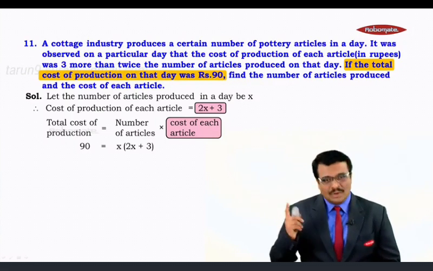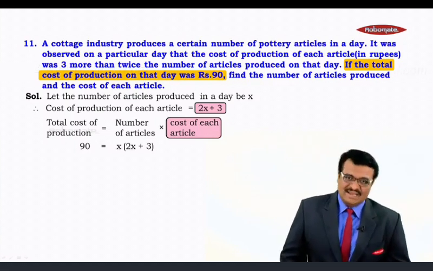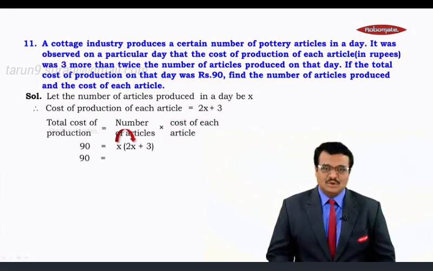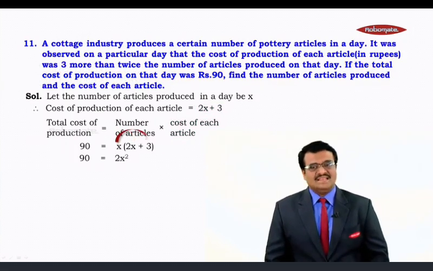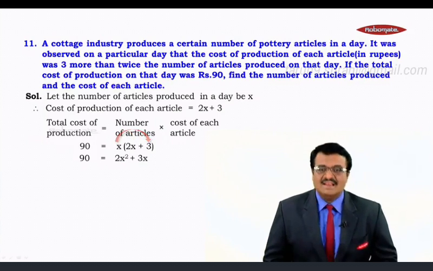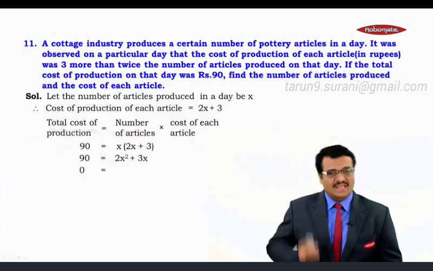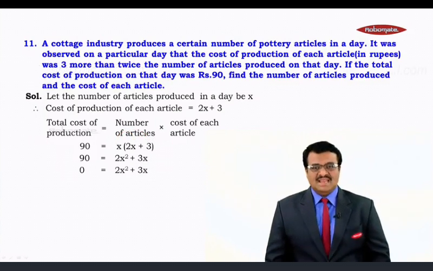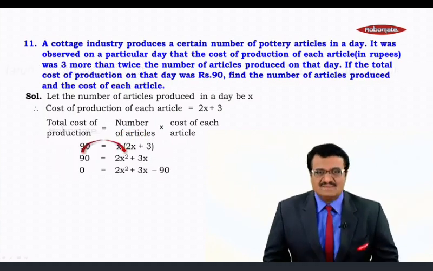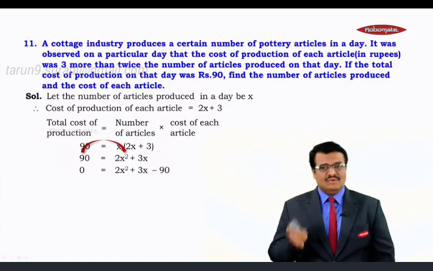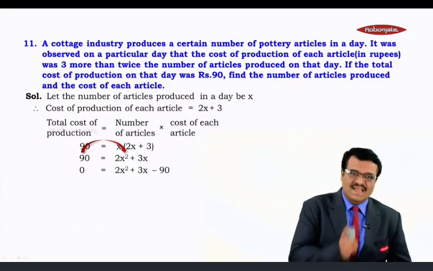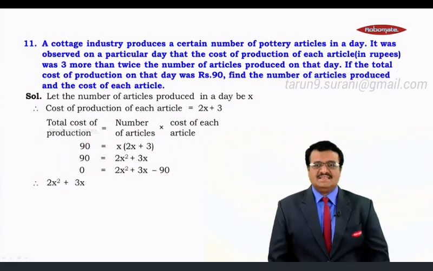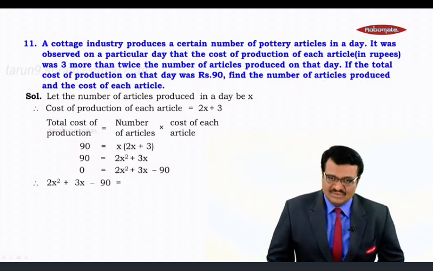Right? Now, let us open the brackets and write a proper quadratic equation. So, what we get is 90 is equal to X into 2X becomes 2X square, plus X into 3 becomes 3X. Right? So, let us write it like a proper quadratic equation by taking 90 to the right side. So, what we get is 2X square plus 3X, and 90 comes to the right as minus 90. Instead of writing it this way, 0 is equal to 2X square plus 3X minus 90, let us write it properly: 2X square plus 3X minus 90 is equal to 0.